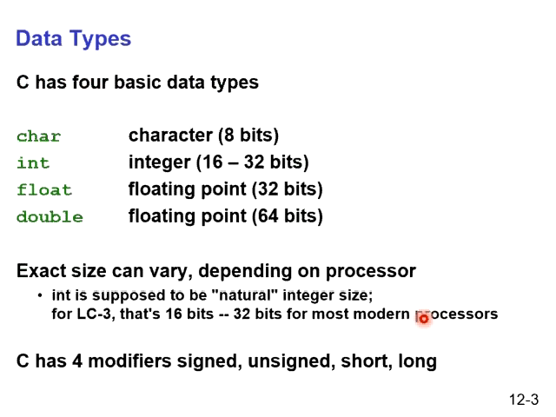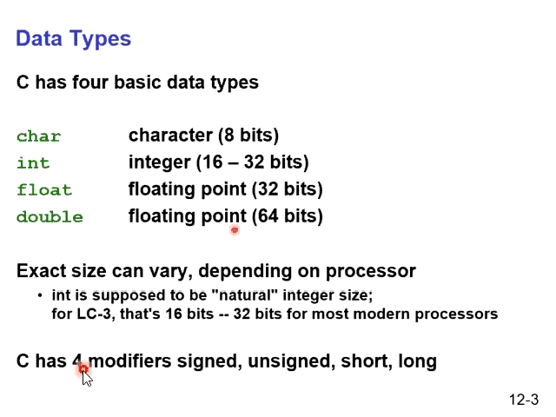And the first, the data types. You know, C has four basic data types. You have two groups, integers and real. Okay, you know, character, integer, float, and double. Okay, with the size over here.